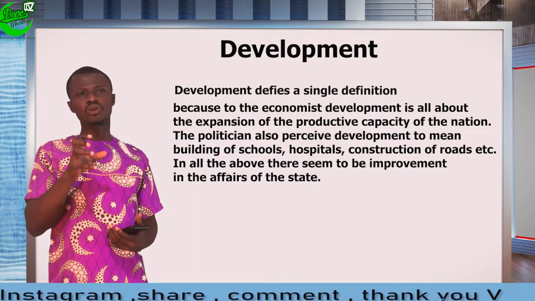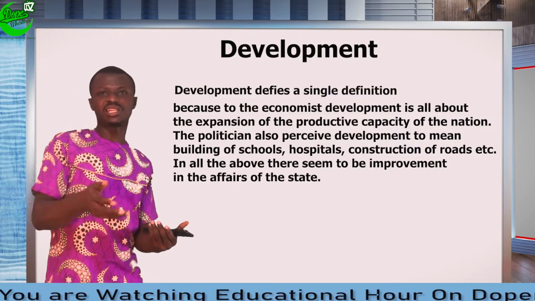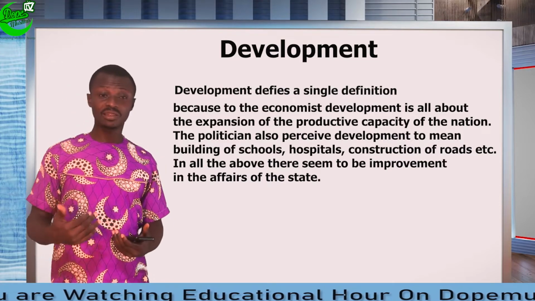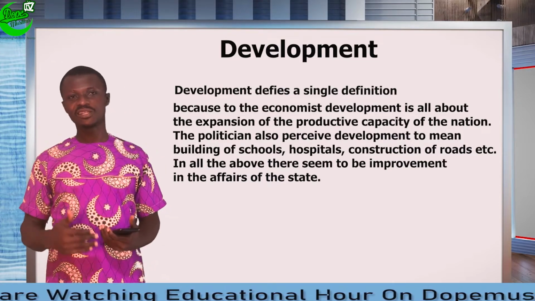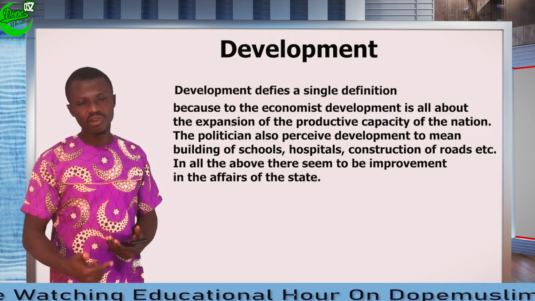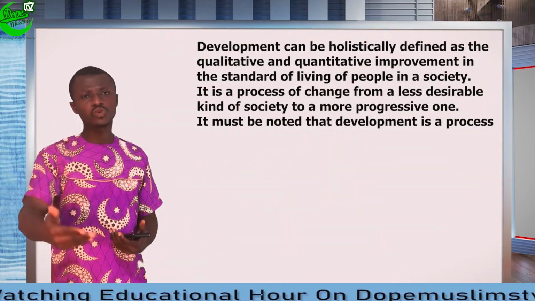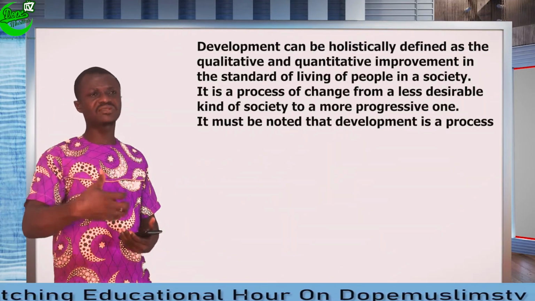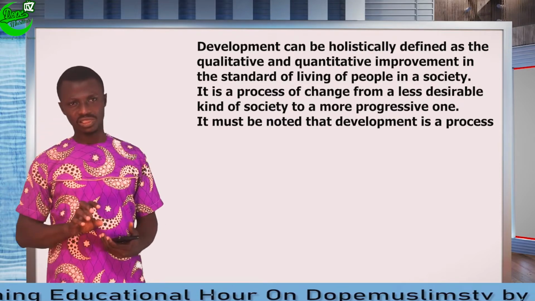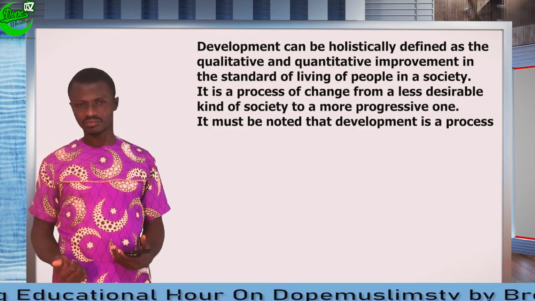And when you look at it from the point of view of the politician, we normally hear this during elections and campaign time. They'll come and tell us, we have built more schools, we have constructed more roads, we have extended electricity, we have done this and that. They also see development to mean putting up more schools, building hospitals, extending electricity, providing potable drinking water. That is what development is to the politicians. That's what they normally use during campaigns to convince the electorate to vote for them.